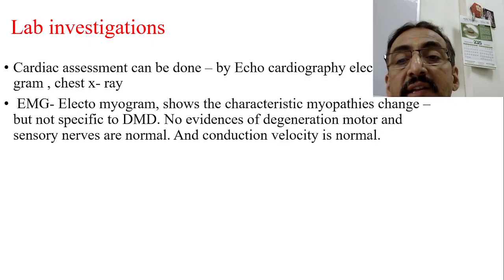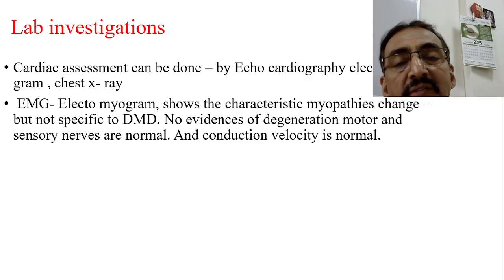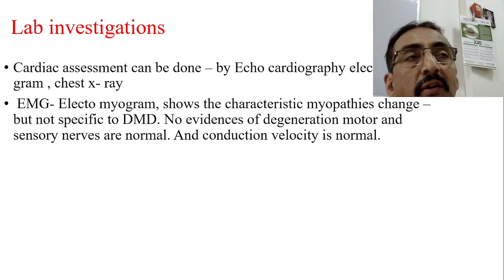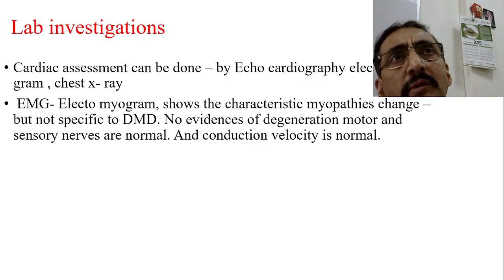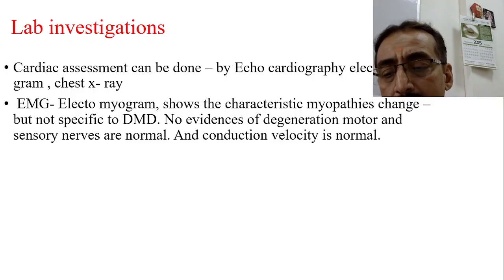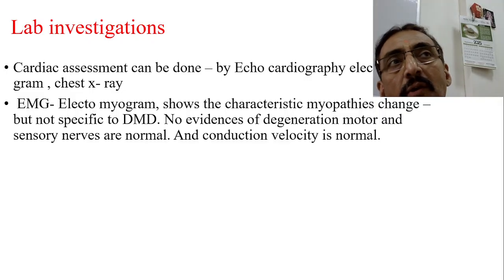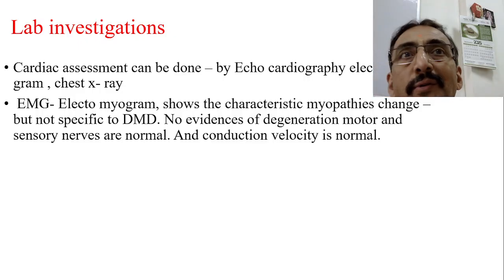There is no evidence of degeneration of motor or sensory nerves. Motor and sensory nerves are normal and conduction velocity is also normal, because EMG is related to the myo, meaning it is related to the nerves. But some changes will be there. Myogram, in the sense muscular activity, is also related to the nerves, isn't it? So EMG gives whether that neuromuscular integration is normal or not.